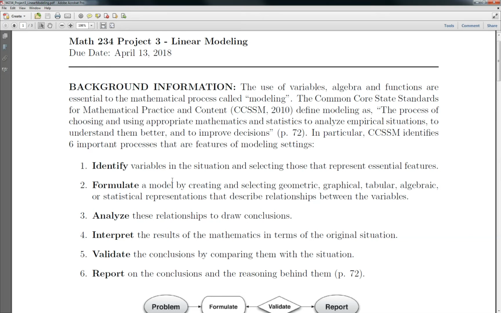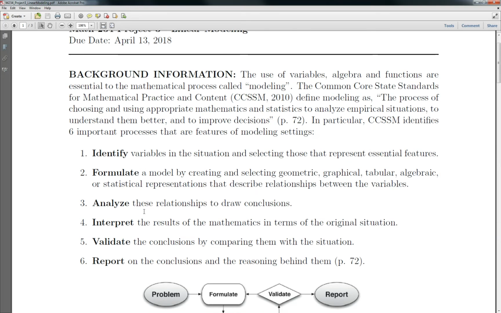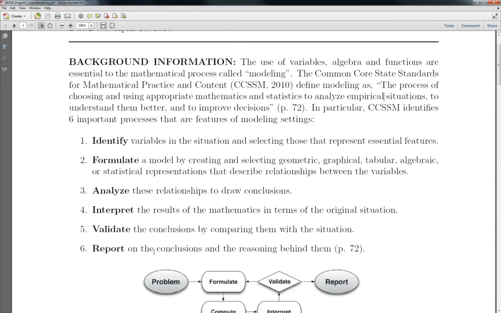So once you have these models built, how can you analyze them to make some conclusions? And then interpreting the results of the mathematics or the conclusions that resulted from the analysis in terms of the original situation. So taking the math solution back into the real world and asking, what does it tell us about the real world? And then some sort of attempt at validation to try to make sense of the conclusion by comparing it with the situation to decide whether it's really a valid solution. And then finally a report on the conclusions.